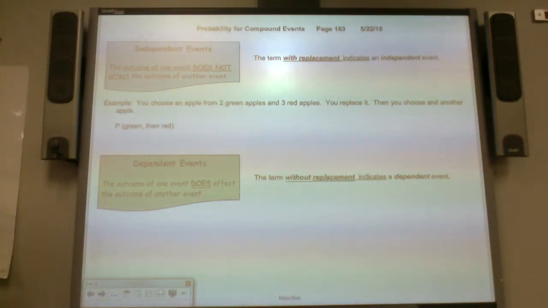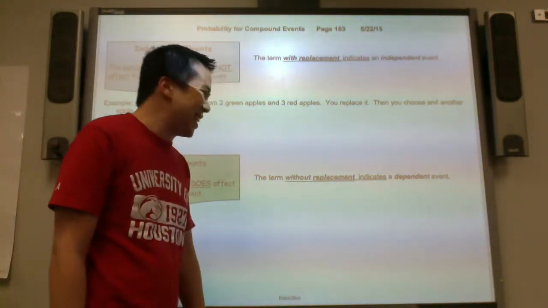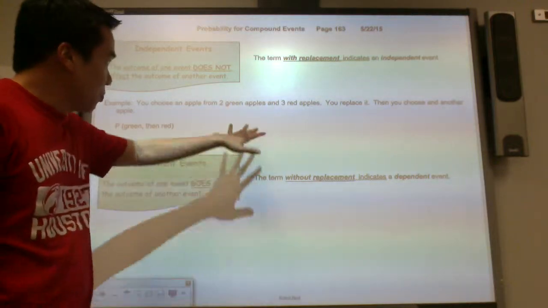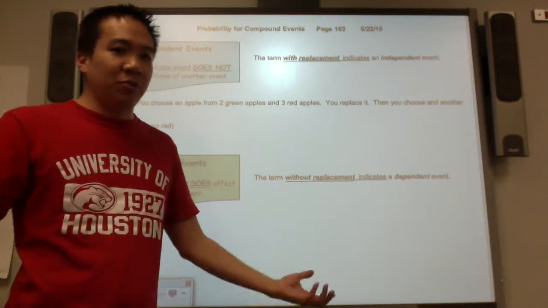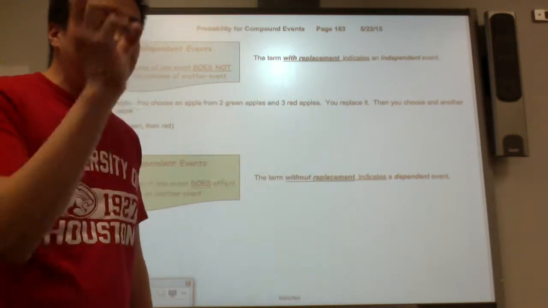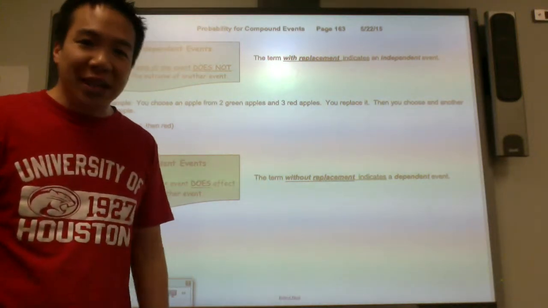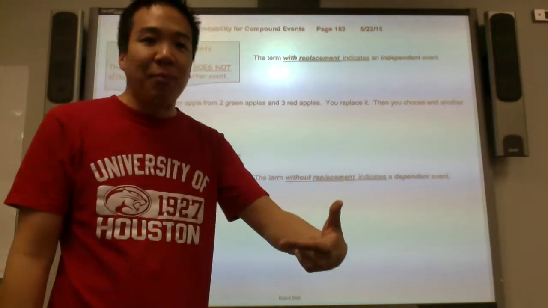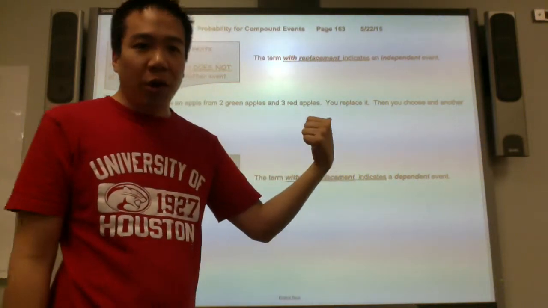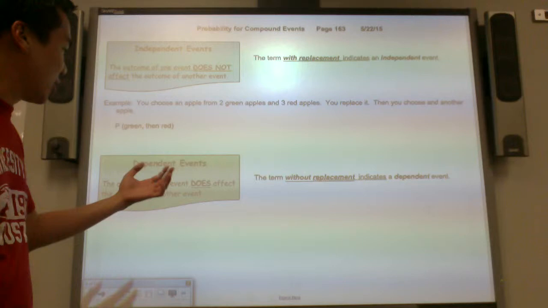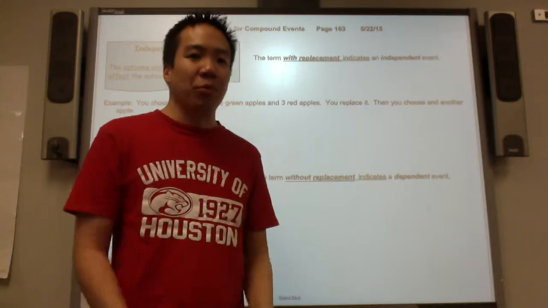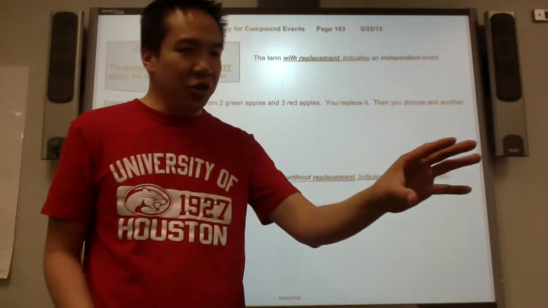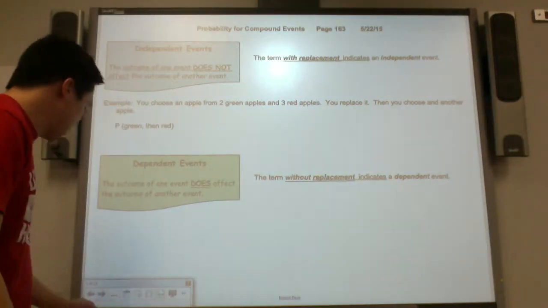Dependent events is when the outcome of one event does affect the outcome of another. The term without replacement indicates a dependent event. For example, you have 5 apples in a bag. You pick an apple. You take the apple and say, ooh, I'm hungry. Ooh, Snow White is around. Let's poison Snow White. So you took the red apple out. Now you only have 4 apples left. So what's the probability of getting another apple? It'd be 2 out of 4. So there is an effect on it because you took an apple out. You ate the apple. It's no longer there. So the bag contains fewer apples. Then you find the probability of the first event, the second event, then you multiply the 2 events.